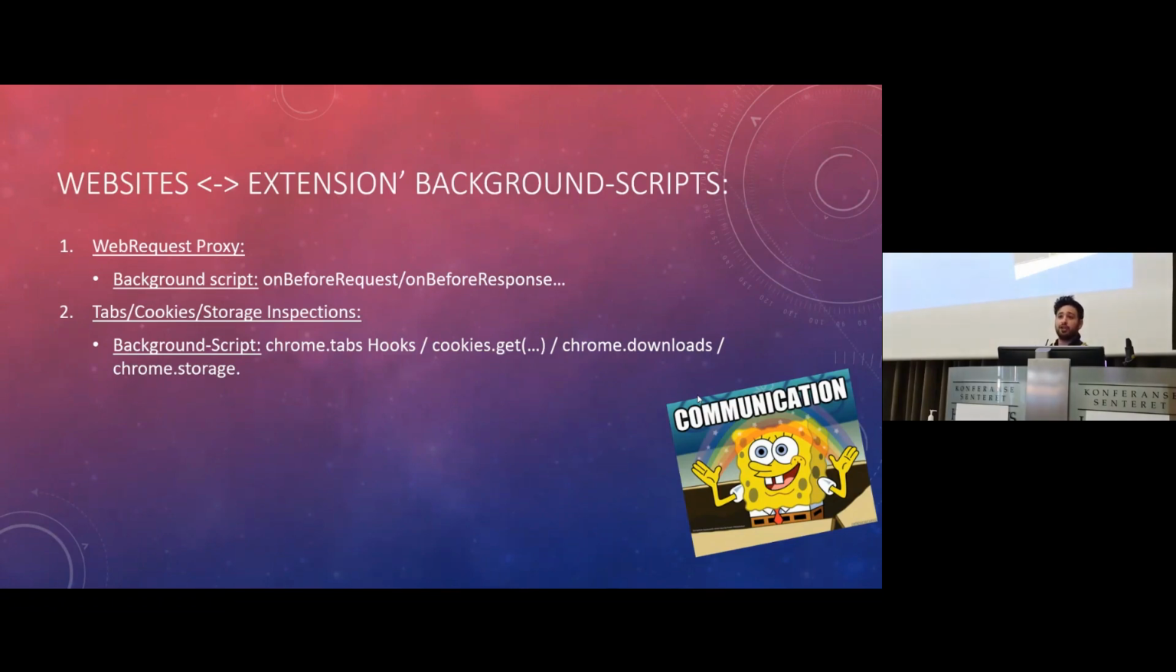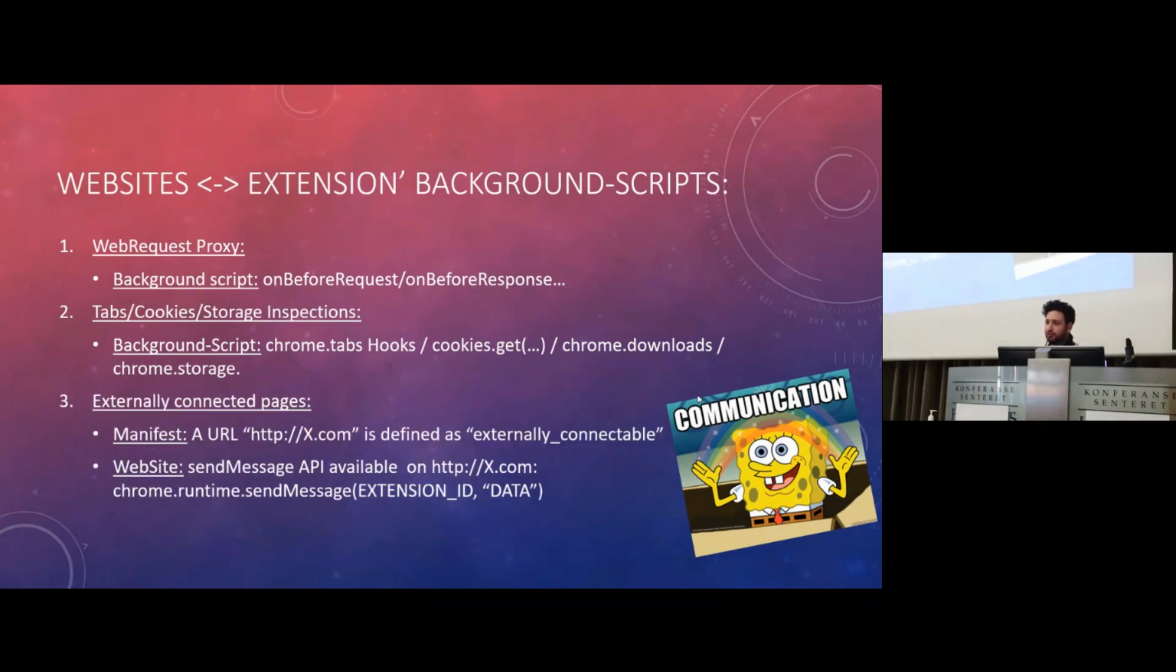Second, tabs, cookies, storage. They can also be inspected by the background. So everything you change in the cookies area, in the tabs, and so on, is exposed to the background, and they can inspect it and use it. And the last one, which I didn't really discuss, but let's discuss it now. It's a cool technique which can be added inside the manifest, which means that if you add a specific site or extension name to the manifest under the externally_connectable area, then these sites can be connected directly to the background.